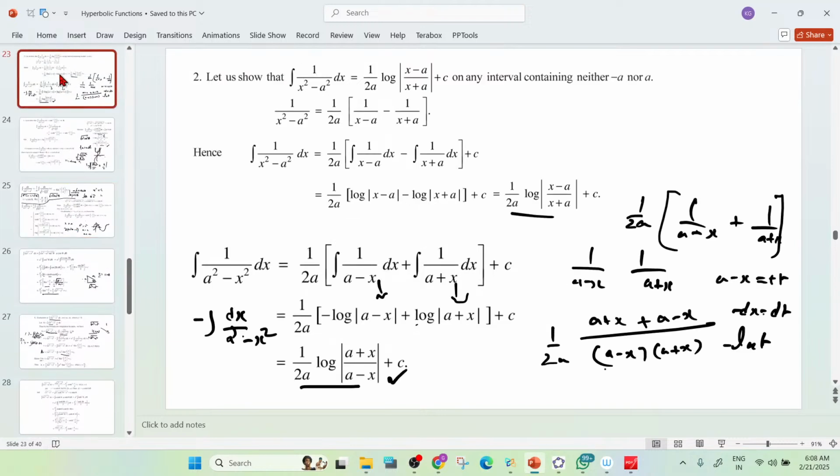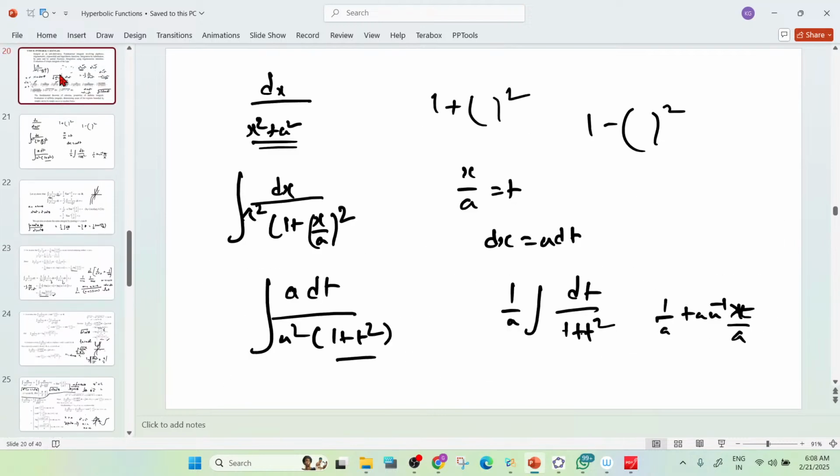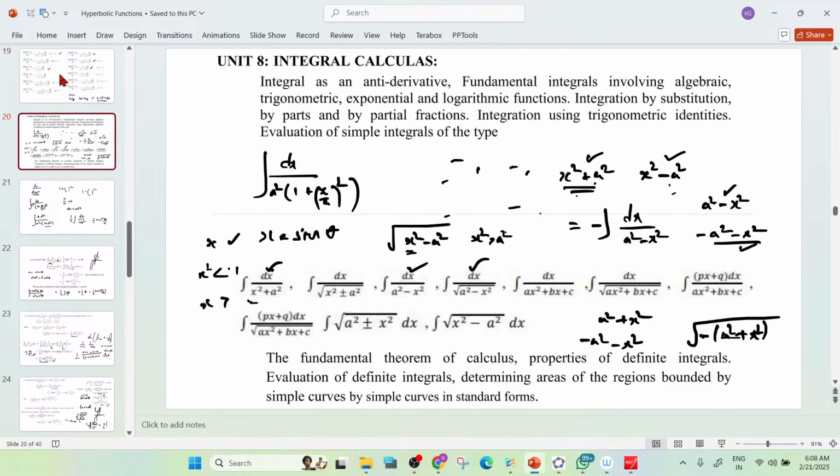So we have covered all these basic functions. Where are these basic functions? In your syllabus, we have covered this, and this. But what you have to do, all of this using antiderivatives you should do. All of this using substitution you should do, and all these things using by parts also you should do.